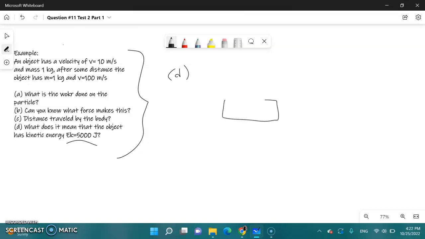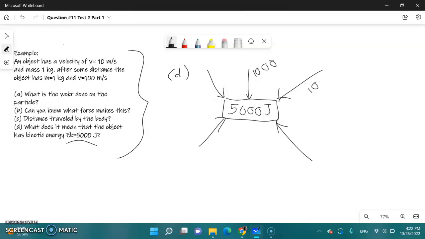And then for part D, what does it mean that the object has a kinetic energy of 5,000 joules? So this means that this particle has an energy of 5,000 joules. Positive work was given to it to increase the kinetic energy. So we could think of it as like this particle is being given various instances of energy, kinetic energy. So it would be 1,000 here, 1,000 here, 1,000 here. And ultimately, this positive work is giving an increased kinetic energy to the particle.